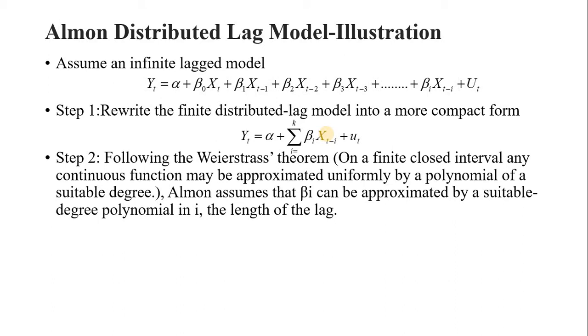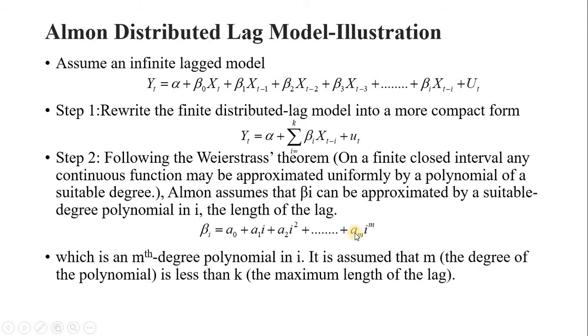If you look at this model, beta i is equal to a0 plus a1 i plus a2 i square up to am i raised to m. This is what Almon assumed: beta i, the coefficients, can be approximated by a suitable degree of polynomial in i, the length of the lag. Look at this equation: beta i is equal to a0 plus a1 into i plus a2 into i square up to am into i raised to m. This is what?